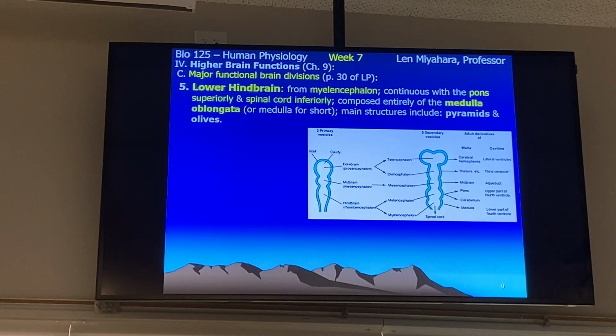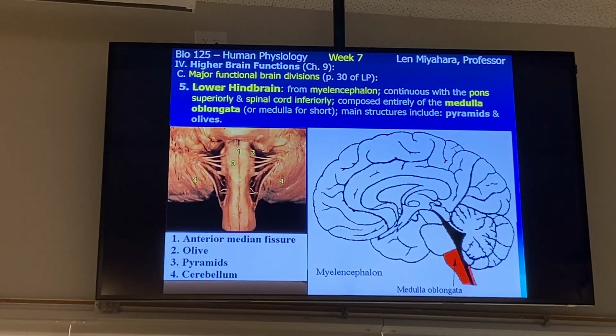Mesencephalon, and that's the medulla oblongata. So everything listed here are all parts of the medulla oblongata, like the pyramids and olives. Those are anatomical structures.